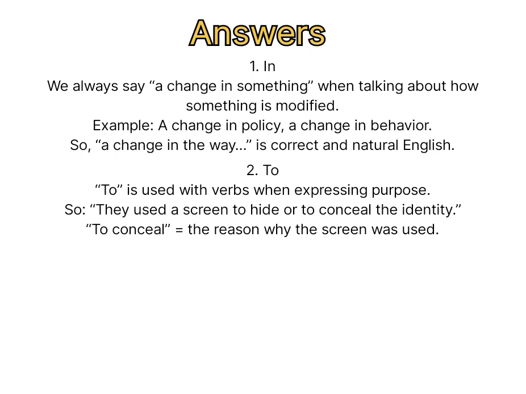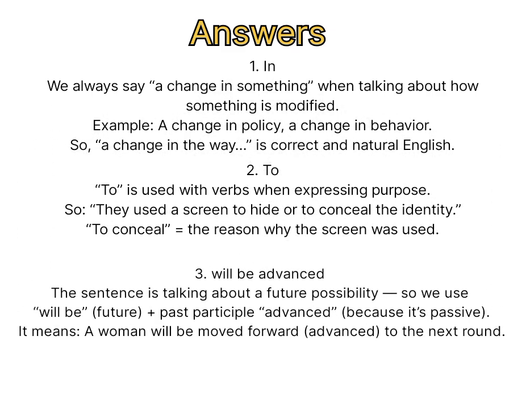So, they used a screen to hide or to conceal the identity. To conceal. The reason why the screen was used. The sentence is talking about a future possibility. So we use will be, future, plus past participle, advanced, because it's passive. It means a woman will be moved forward, advanced, to the next round.